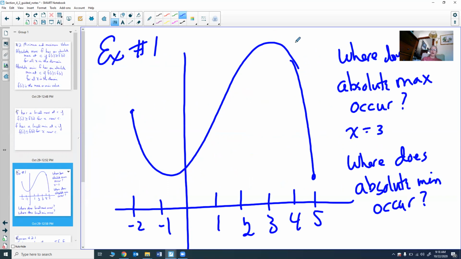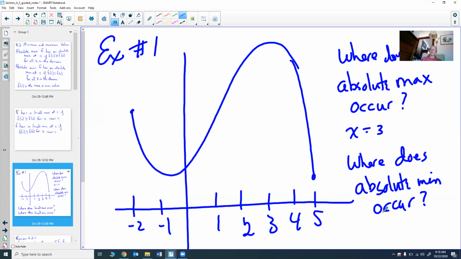It's not the maximum value. The maximum value is the y value, which we don't have on our axis here. But we do have the x value, so we do know where it occurs. We just don't know what the value is. But it occurs at x equals 3.